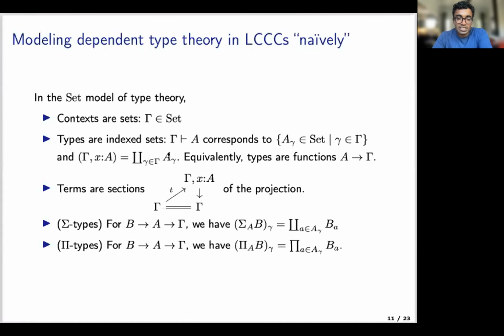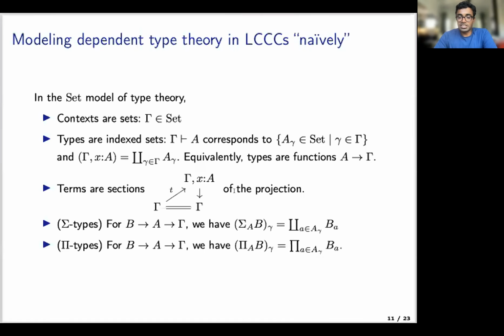Of course, families of sets indexed by a set are the same thing as functions into the indexing set. For each element in gamma, the fiber over that element is just the element of the family that's indexed by little gamma. So you can also describe this as the types-as-functions model. Terms in this model are sections of this projection.